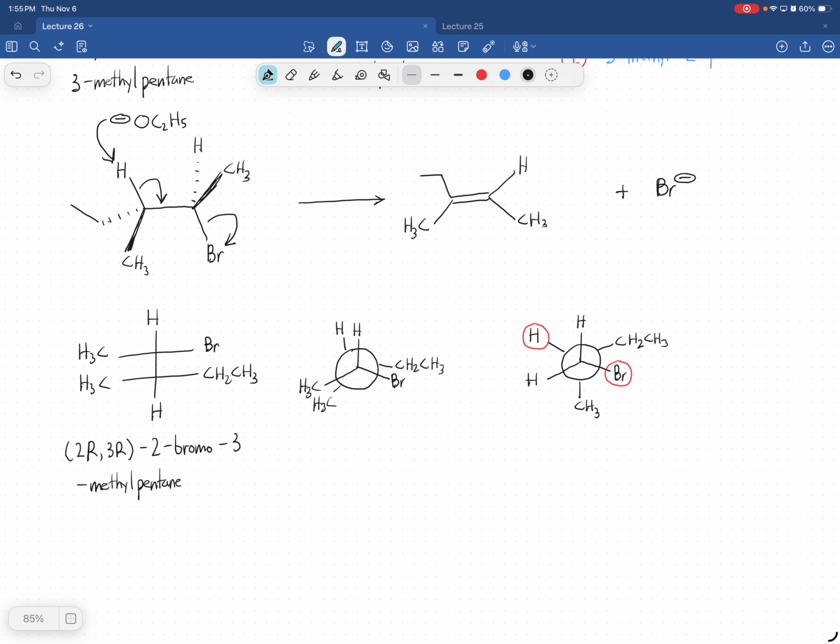So what happens here is the base, C2H5O-, will come around and deprotonate that very easily. We're just forming a double bond there, and kicking off the bromine right here. All right, so this is still the same molecule, 2R, 3R, 2-bromo, 3-methyl pentane.